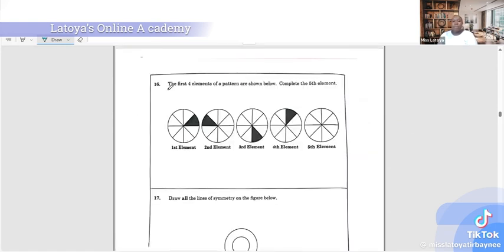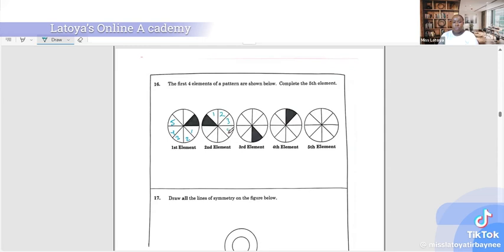Question 16. The first element of the pattern is shown below. Complete the fifth element. So this is our first element. This is the second. So if you notice, it moved from here. 1, 2, 3, 4, 5. Okay, so it's moving 5 times. So if it's here, 5 places again in a clockwise direction.